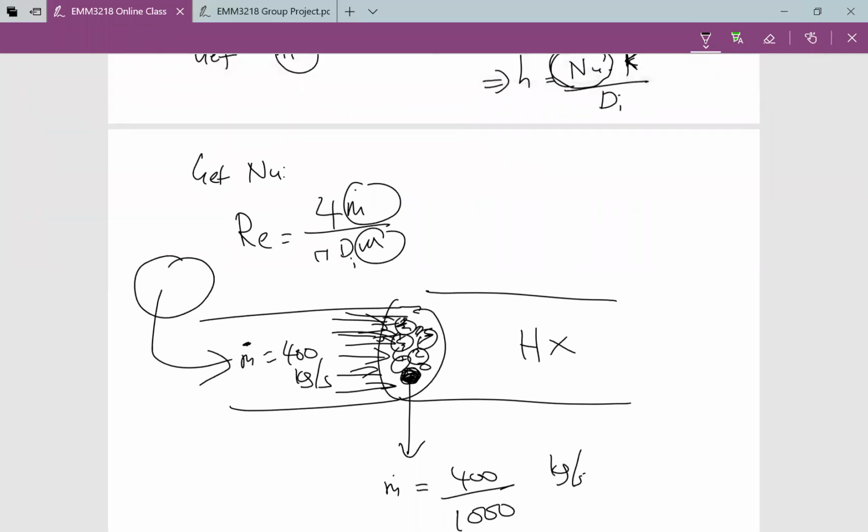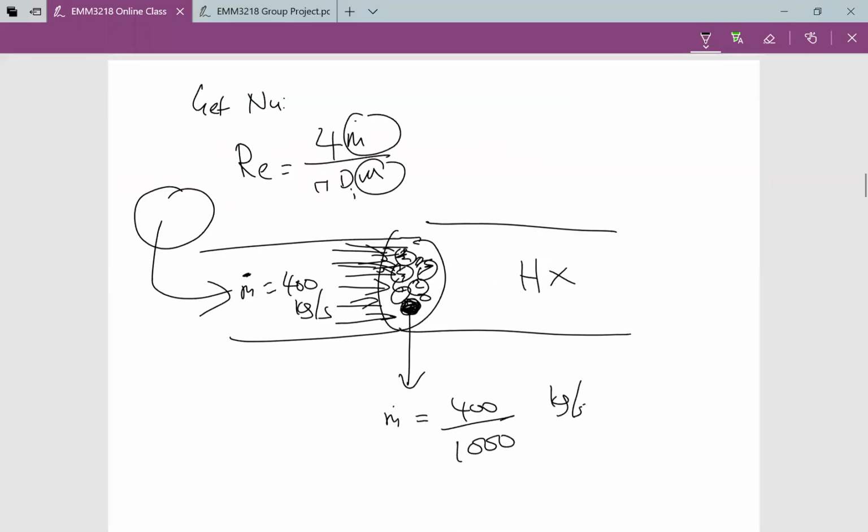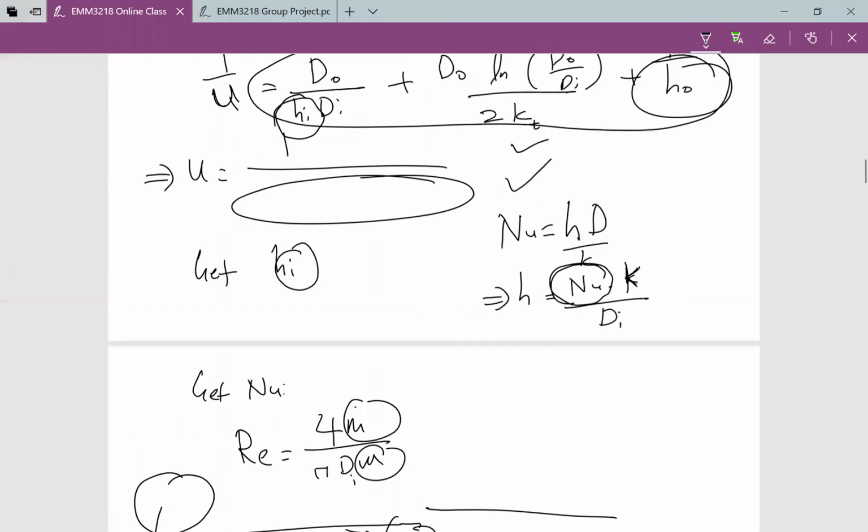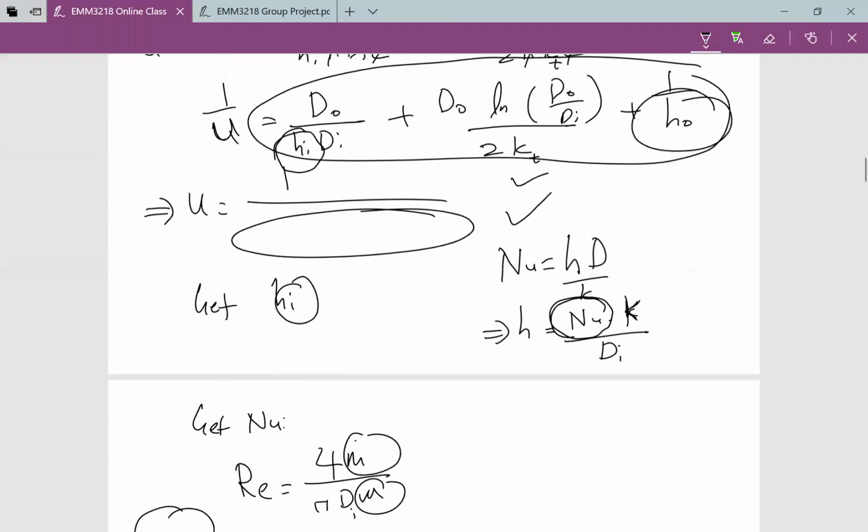So that's how you get your m dot. It'll be 0.4 kilogram per second. Plug in here, and then plug in the mu. You get your Reynolds number, which in my solution is 21220. Please try on your own. We don't have time, but try it yourselves.